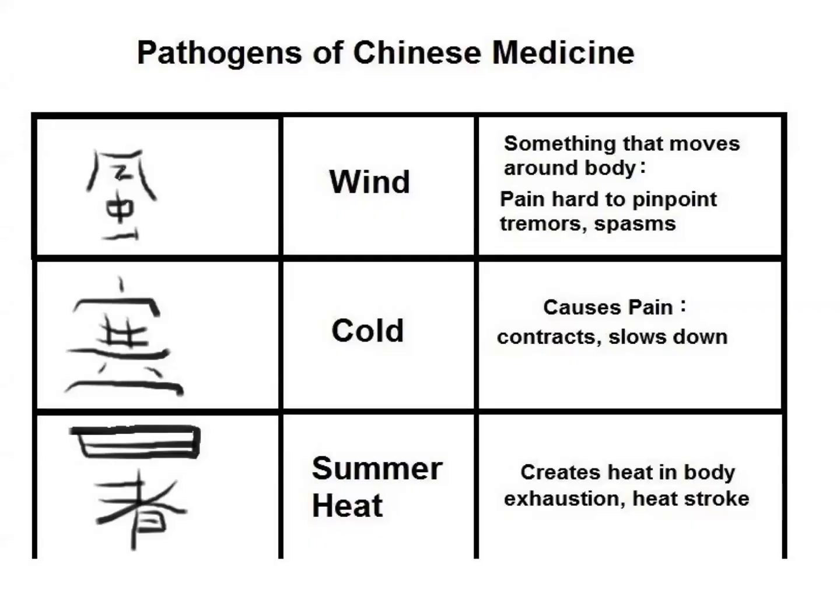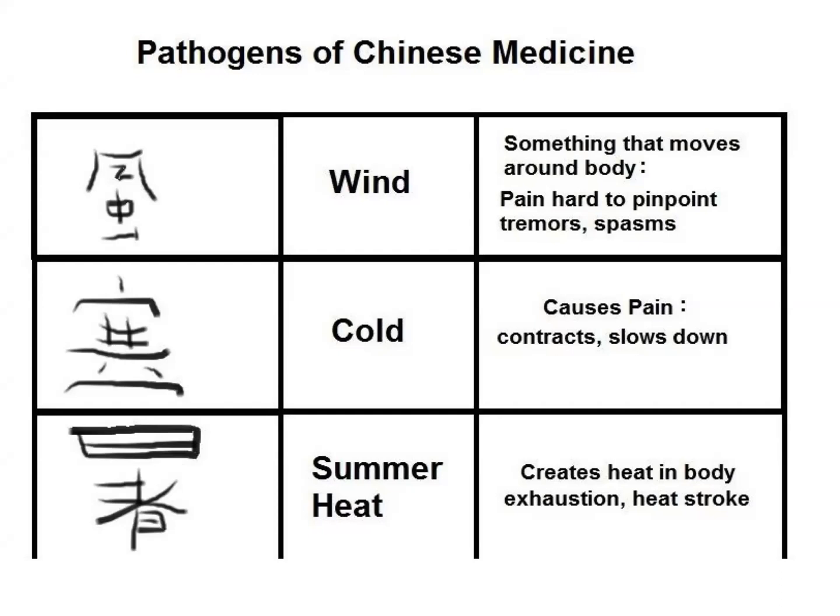So these are considered to be the pathogens of Chinese medicine, which means that these are the ones externally that can cause diseases. So first is wind, so something that moves around the body. And if you ask the patient where the pain is, it's hard to pinpoint. There will be tremors, so this is very wind, and spasms. Another pathogen is cold, which causes pain, and the effect is it contracts and slows down the qi.